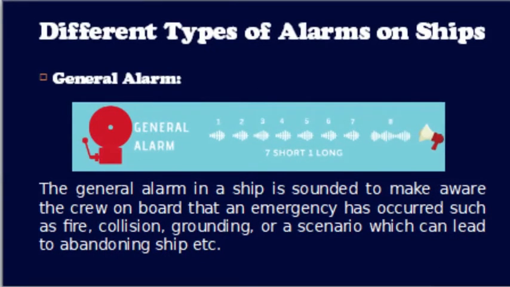And also, we need to familiarize ourselves with the different types of alarms on board ship. So, we have the general alarm. The general alarm in a ship is sounded to make the crew on board aware that an emergency has occurred, such as fire, collision, grounding, or a scenario which can lead to abandoning ship. The general alarm comprises 7 short blasts and 1 long blast. That is the general alarm on board ship.